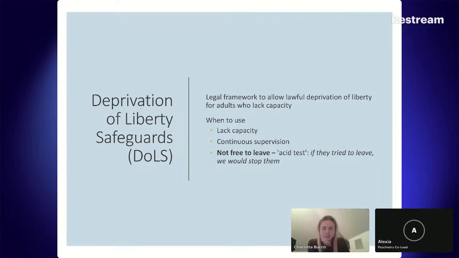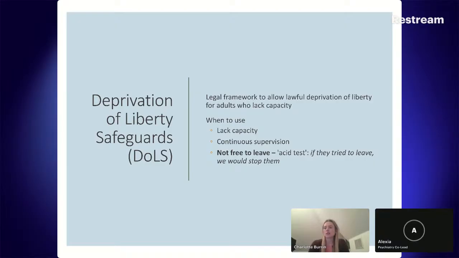So, deprivation of liberty safeguards, which I briefly mentioned. This is the legal framework that allows us to lawfully deprive somebody of their liberty if they lack capacity. This is realistically used much more in the community in care homes, but we do see it on hospital wards, particularly in elderly patients with dementia, and also we do see it sometimes on dementia wards in mental health psychiatric hospitals.